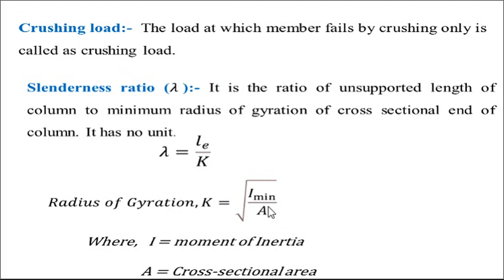The cross-sectional area is already known. If you take the square root, you will get the radius of gyration, where I is the moment of inertia and capital A is the cross-sectional area. So you remember, slenderness ratio is the ratio of unsupported length or effective length divided by radius of gyration K.